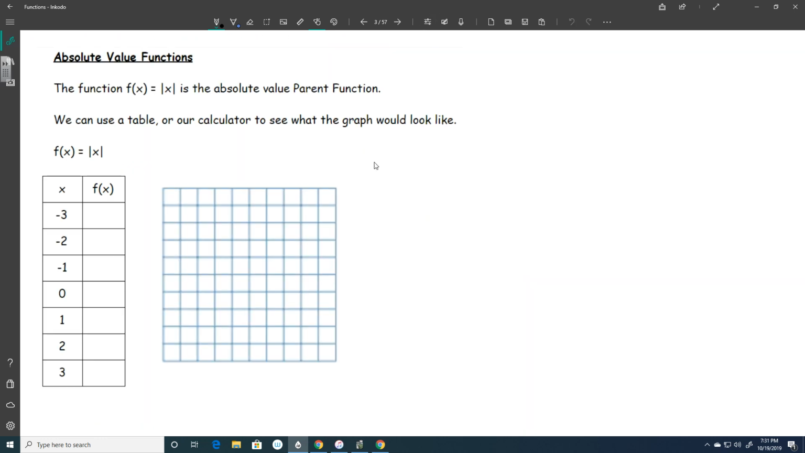Okay, moving on. Absolute value functions. We're going to be talking about a lot of different functions over the next couple of weeks. And the first one is an absolute value function. And just so you can see what it looks like, f of x equals the absolute value of x. This is what we call the parent function, meaning it's the plain, simple function. Nothing's being changed about it. This is just the original, called the parent function.